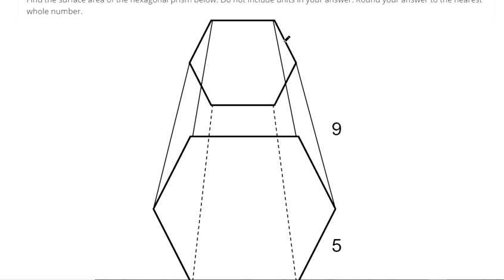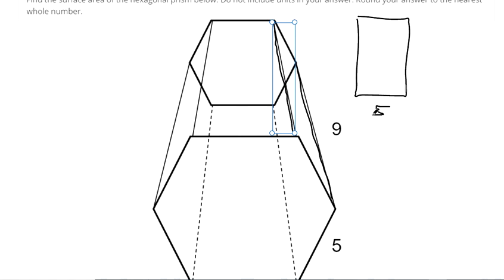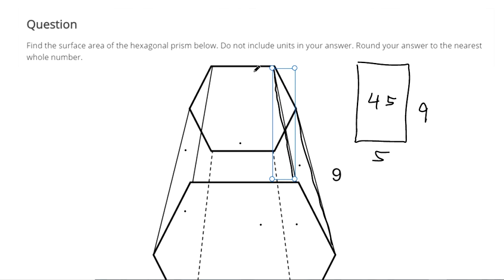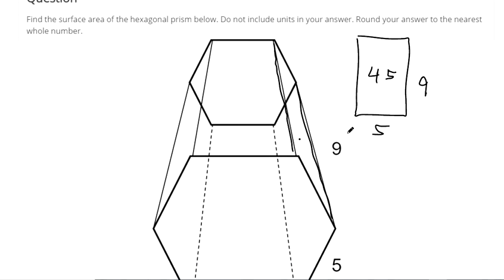So let's start with the rectangular sides. Look, we got one rectangular side here, and if we were to cut that out and put it off to the side, it's 5 in its width, it's 9 going up and down, so this thing is 45. And look, we got 1, 2, 3, 4, 5, 6 of those, and they're all the same because it's a hexagonal prism.